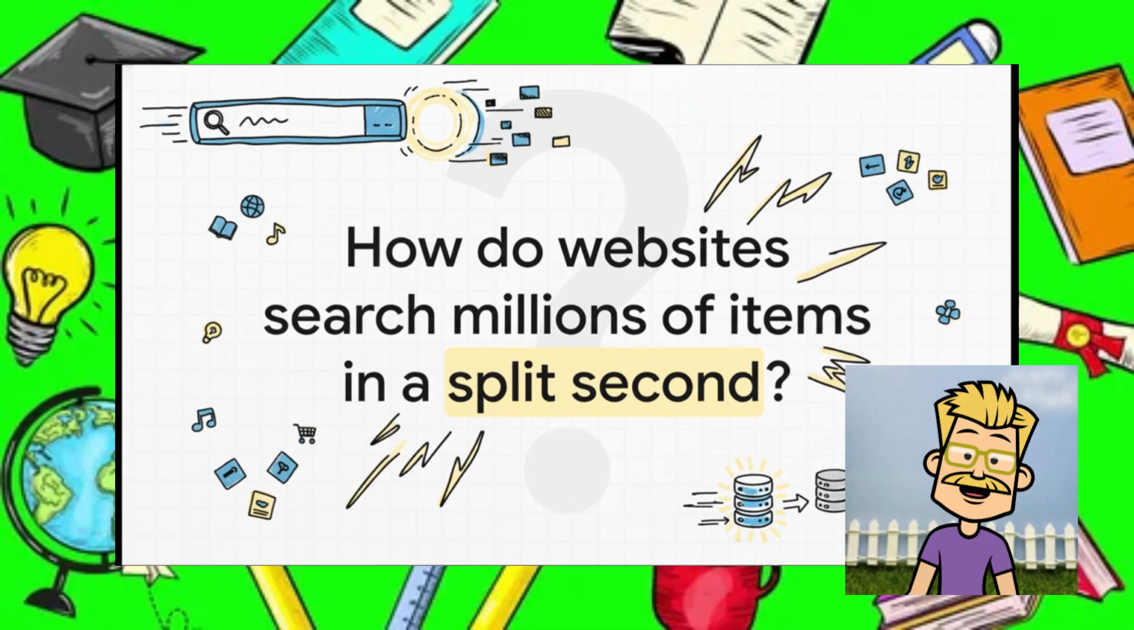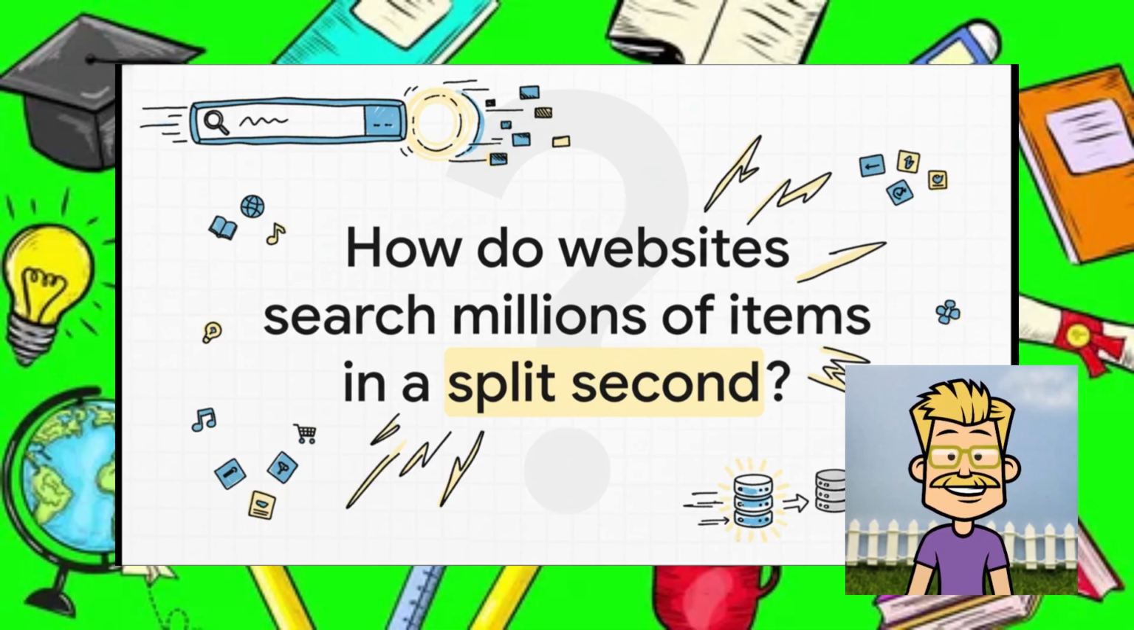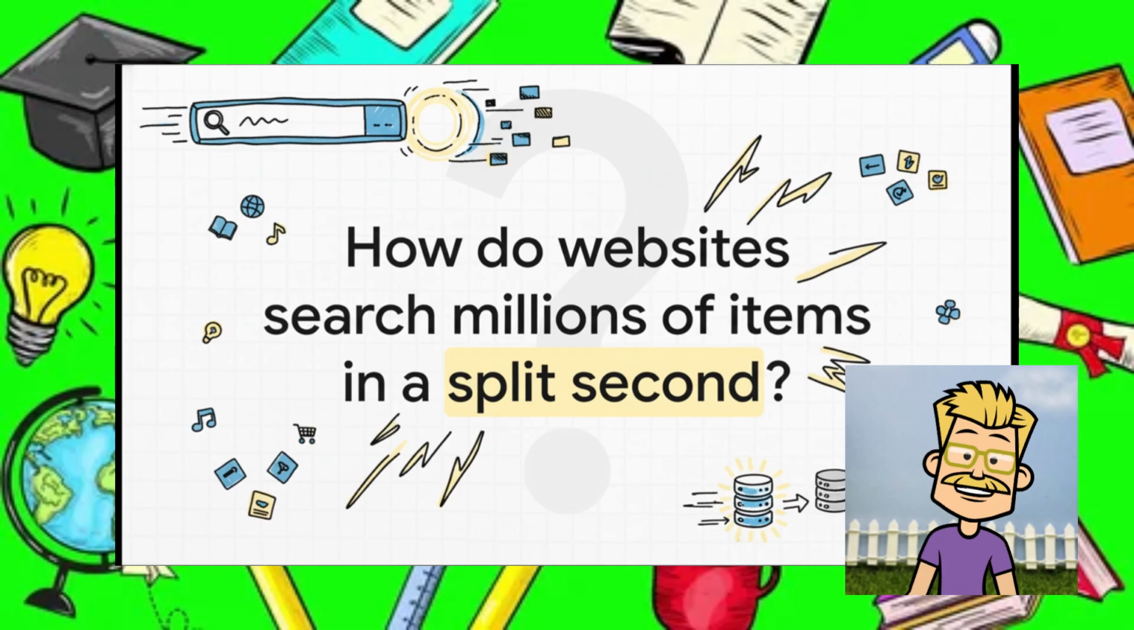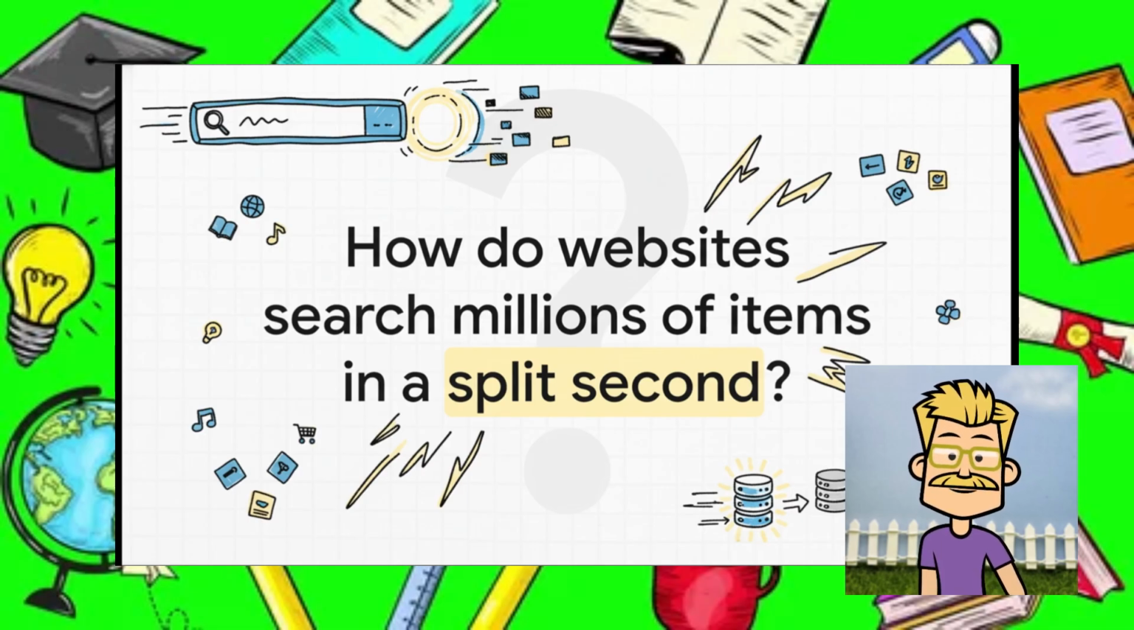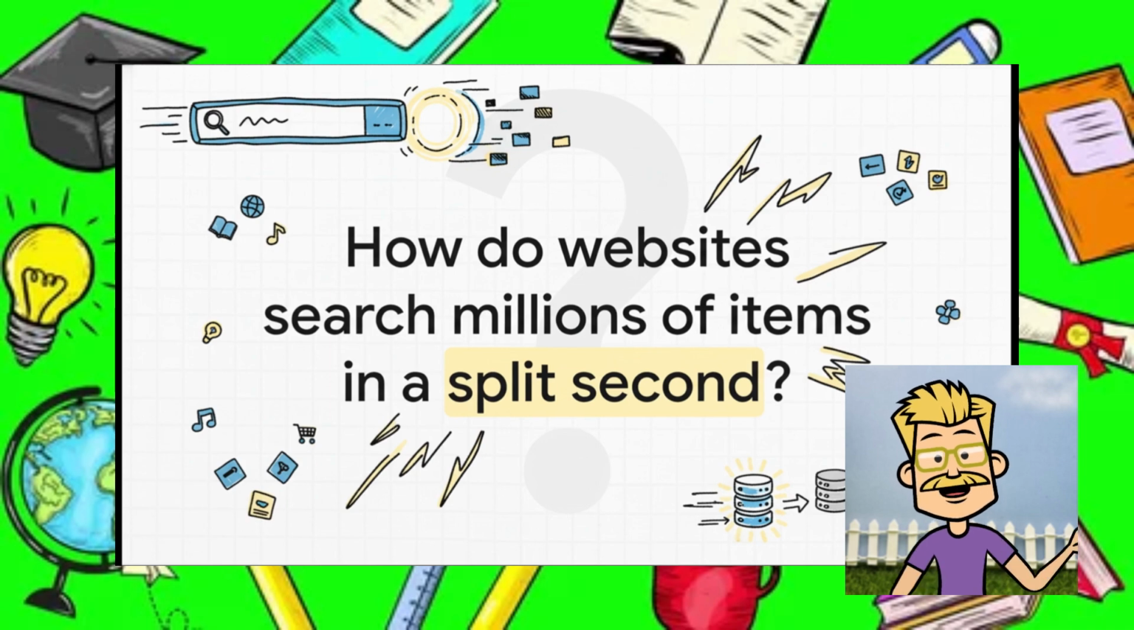Seriously, have you ever stopped to think about that? You type, I don't know, red running shoes into a website with millions of products, and bam, before you can even blink, there they are. How on earth does that happen? It feels impossible, right? Well, it's not. And that is exactly the problem Elasticsearch was designed to solve.